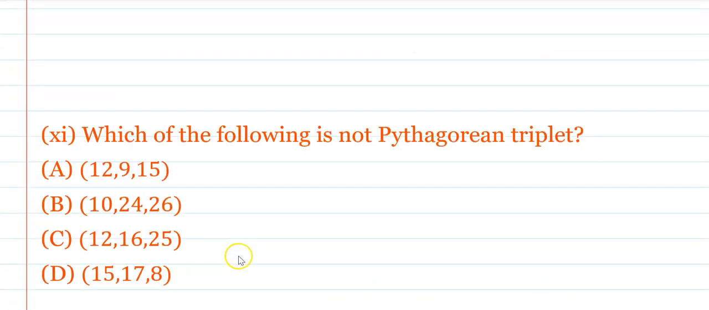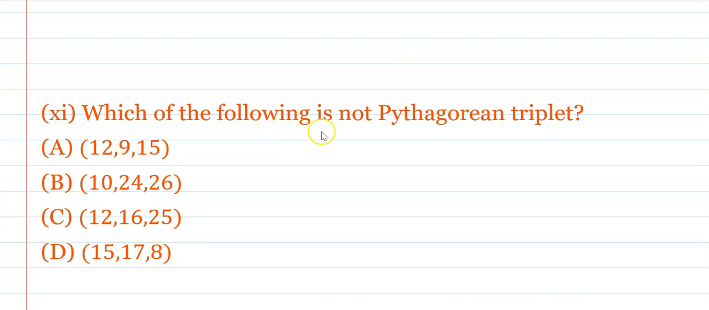Now next, 11th, which of the following is not a Pythagorean triplet? Okay, we will check. 15 square, that is 225, the biggest side we take. 12 square is 144 and 9 square is 81. If you add it, 4 plus 1, 5. Next, 8 plus 4, that is 12. 1 carry on, 225. Therefore, the first is a Pythagorean triplet. This is also a Pythagorean triplet.